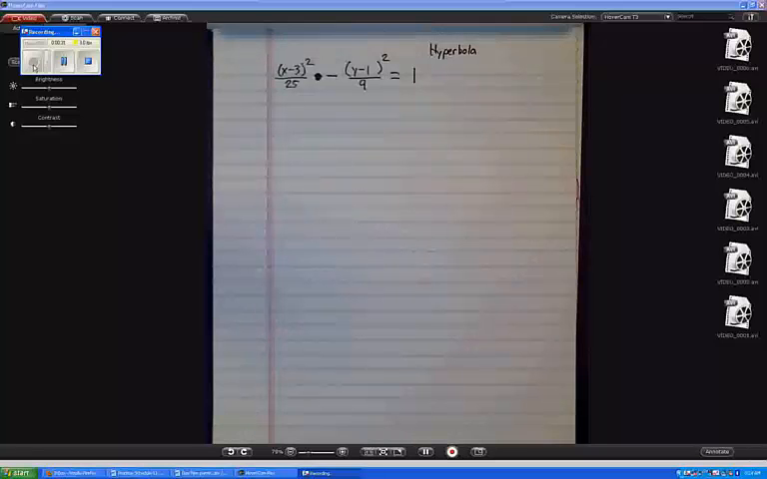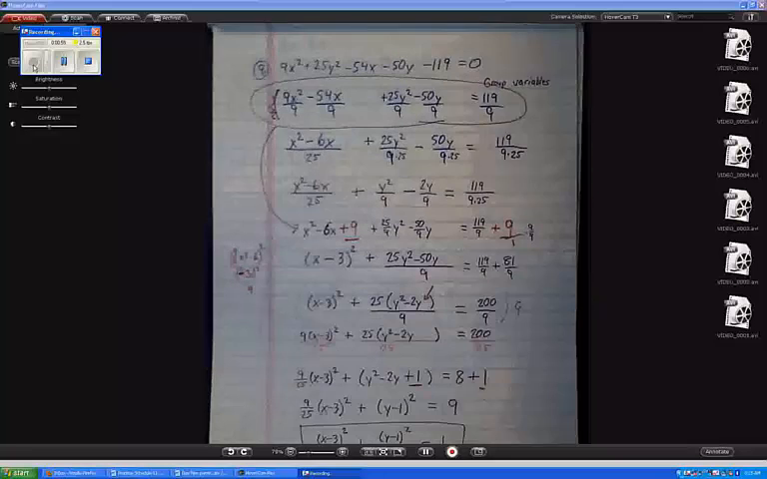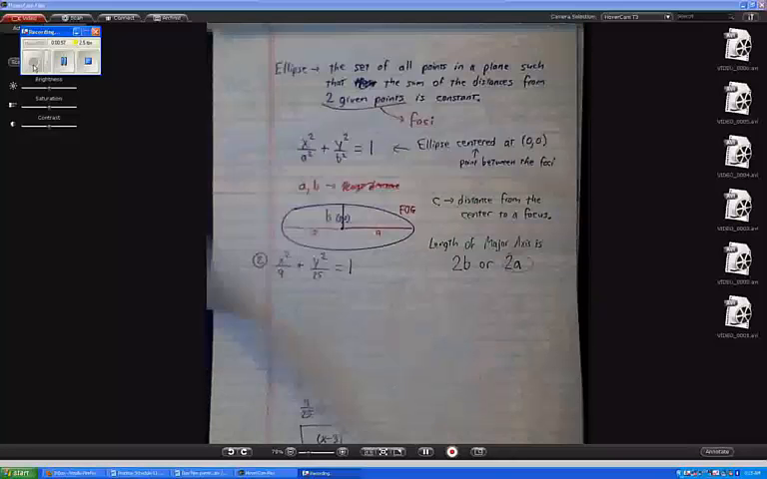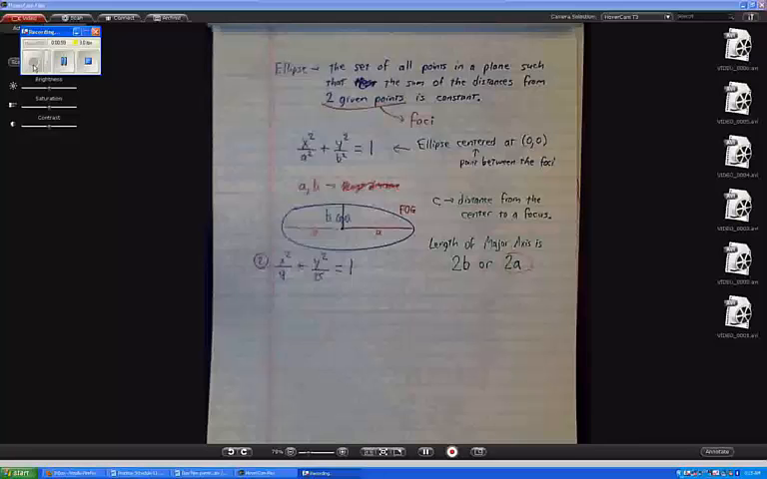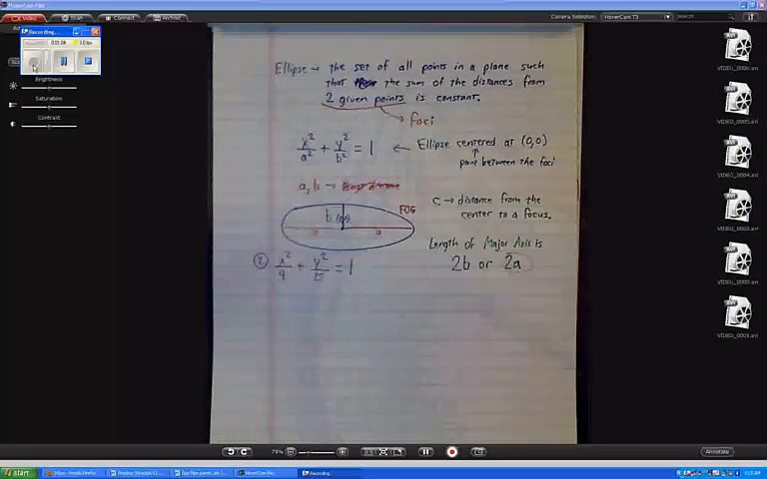But in order to do that, the easiest way to do it is to revisit the definition of an ellipse. Do you remember what the definition of an ellipse is? Set of all points in a plane such that the sum of the distances from two given points is constant. All right? Check this out.